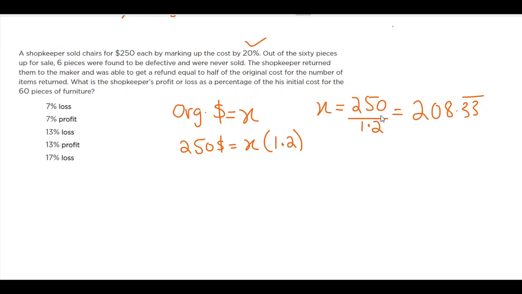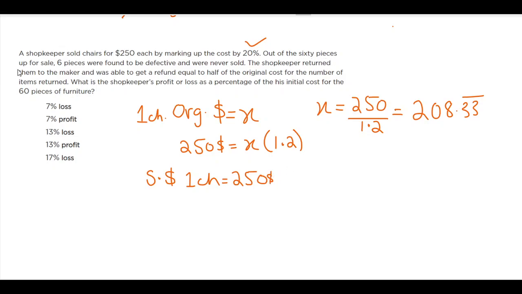So this X dollar is the original price of what? One share? Yeah, one share. That's the original cost, and $250 is the selling price of one share. Okay, so far so good.